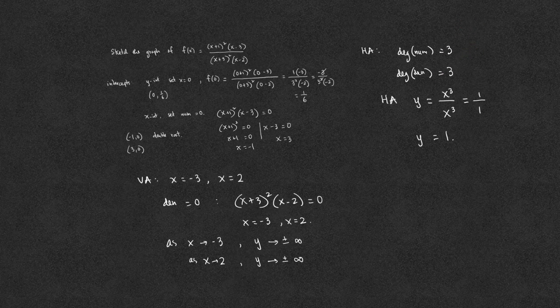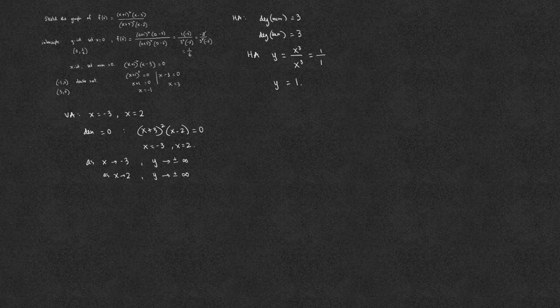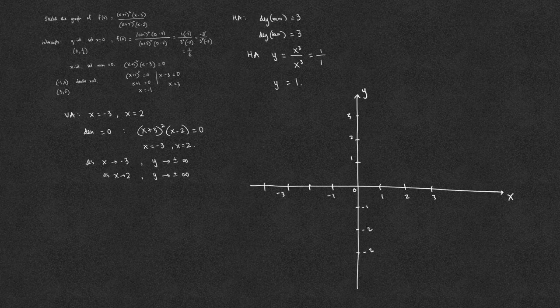Armed with this information, we will sketch the graph of the function f of x. Ideally, the more points we plot, the better the graph will look. The y-intercept is (0, 1 over 6), and so we plot the point (0, 1 over 6). The x-intercepts are (negative 1, 0) and (3, 0).